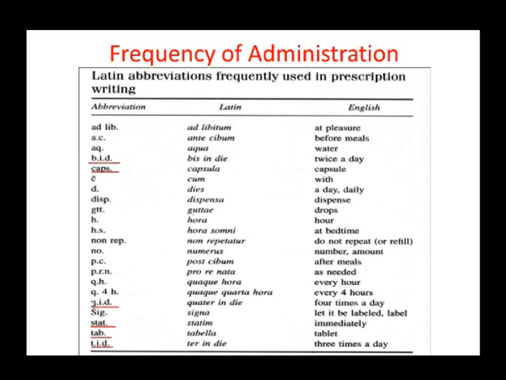Then we have the QID, that is quater in die, that is 4 times a day. Then we have stat medications. Somebody comes in emergency and you require to give a medicine immediately to the individual. Then stat is the one. Stat stands for statim, that's immediately. I already discussed tab. It is tabella, that is tablet. Then TID, that is ter in die, that is 3 times a day. So these are a few abbreviations you may require to know if you are writing a prescription.